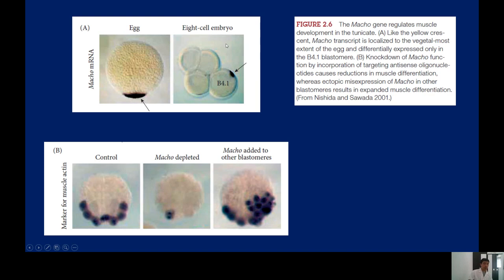It is also explained about the autonomous specification of such zygotic cells. There is a gene called macho. The macho gene regulates muscle development in tunicates. And this macho gene is only found in the animal pole. When the cells divide, from the single cell to the cells of the embryo, only a single cell of these embryos will have this macho gene or macho mRNA. And as you know, when the macho mRNA is transcribed and translated into protein, it will be muscle proteins, the proteins that will form the actins.